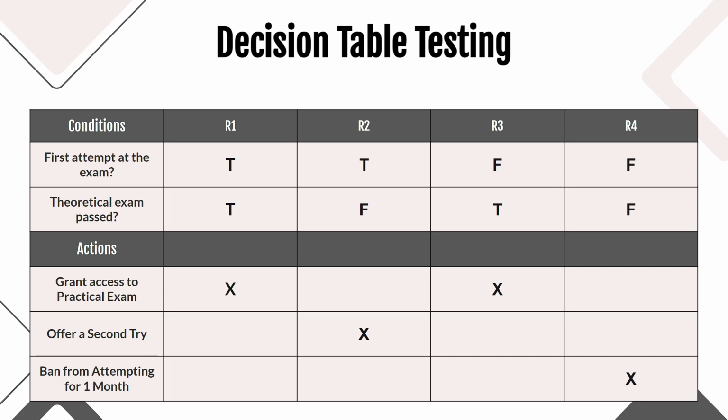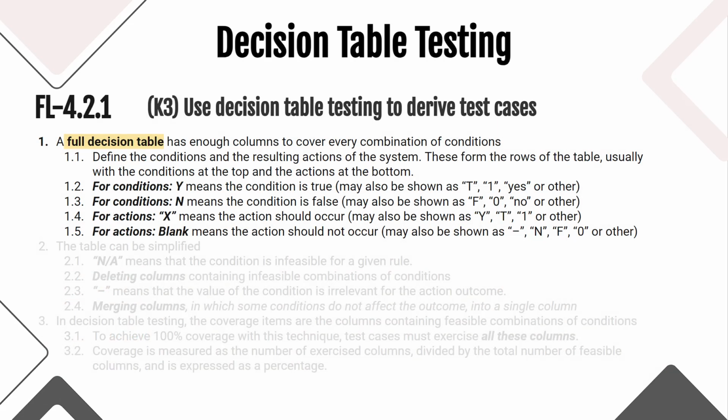This is called a full decision table. We have all possible combinations of conditions. We define actions for each of the combinations.